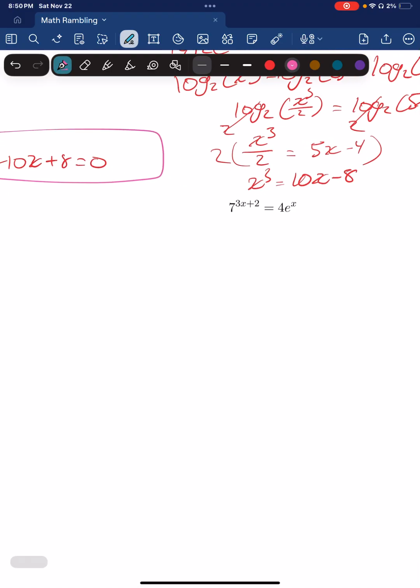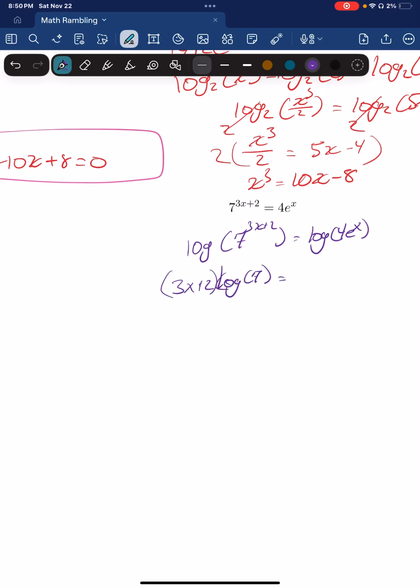Okay, 7 to the 3x plus 2 equals 4 to the 4e to the x? God, who made these? Okay, let's take log 10 of both sides to get log of 7 to the 3x plus 2 equals log of 4e to the x. And we'll bring down the exponents to get 3x plus 2 times log of 7 equals x times log of 4e.